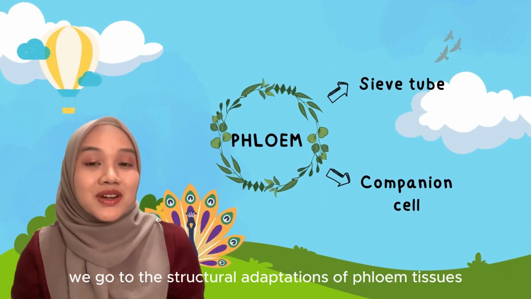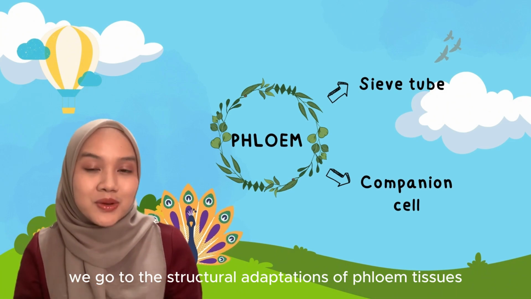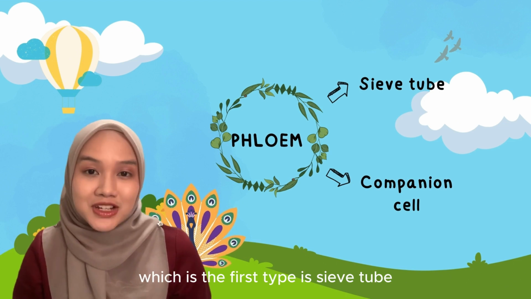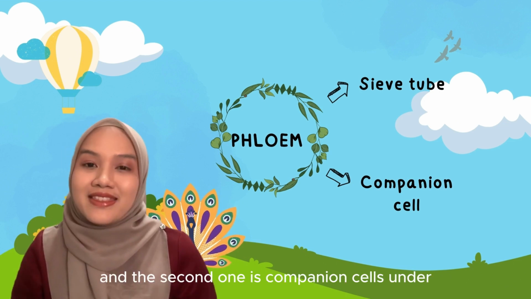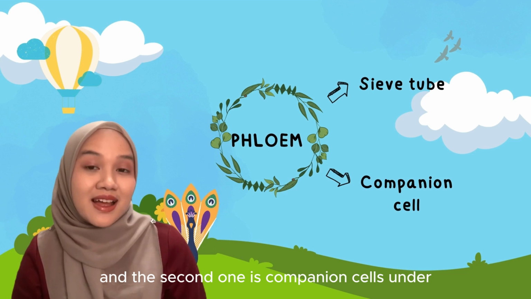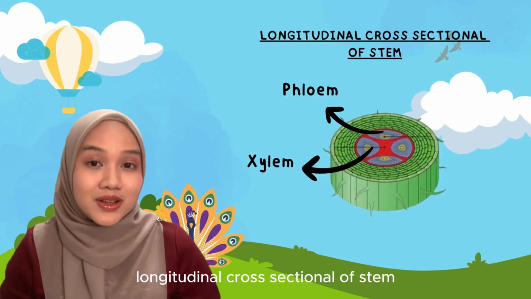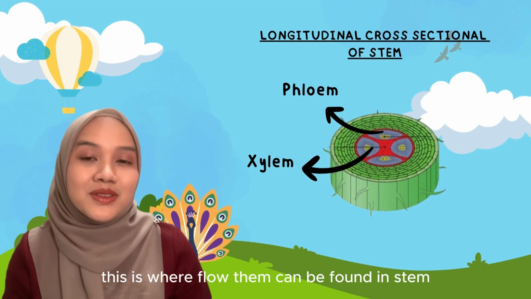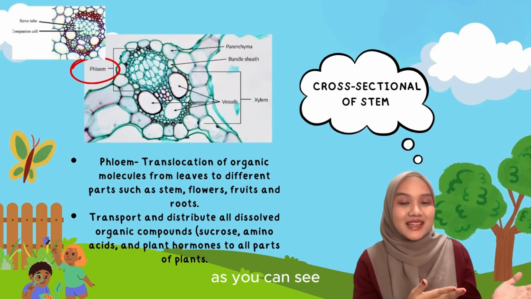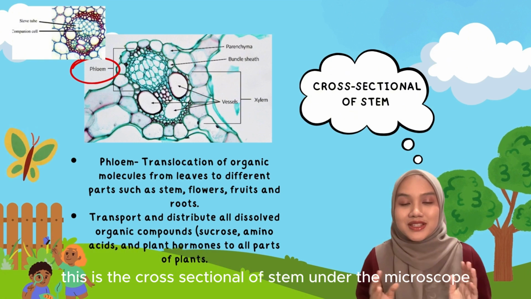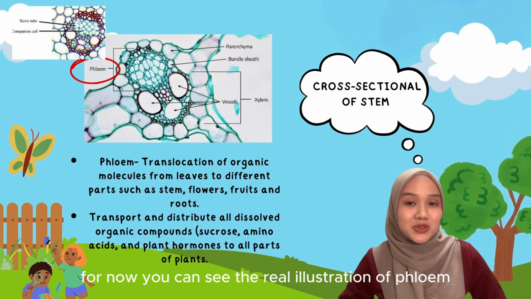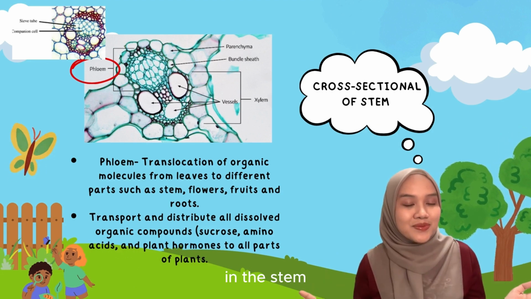Next, we go to the structural adaptations of phloem tissue, which consists of two types: the first type is sieve tube and the second one is companion cell. Under the longitudinal cross-section of stem, this is where phloem can be found in the stem. As you can see, this is the cross-section of stem under the microscope. For now, we can see the real illustration of phloem in the stem.